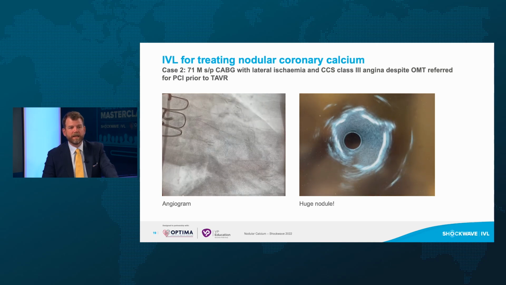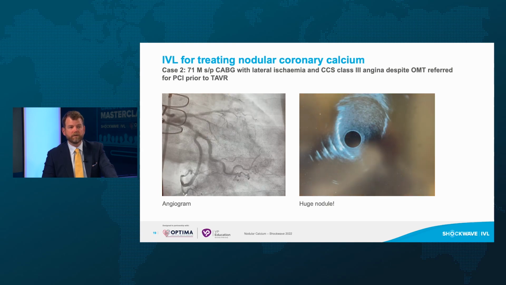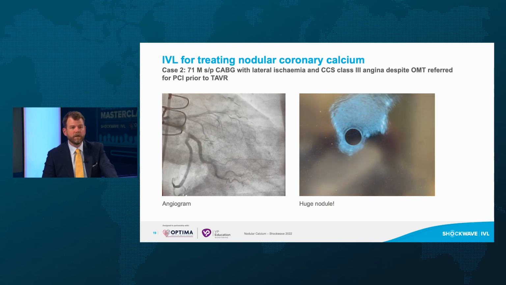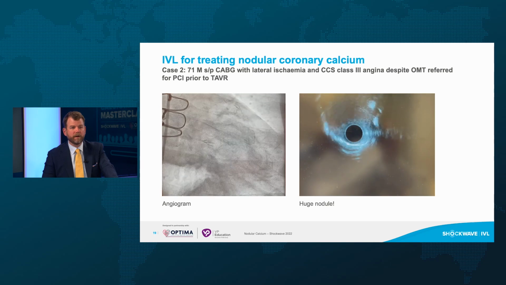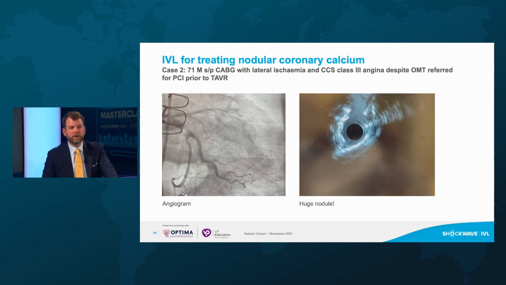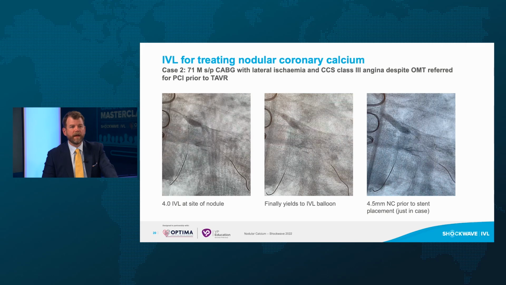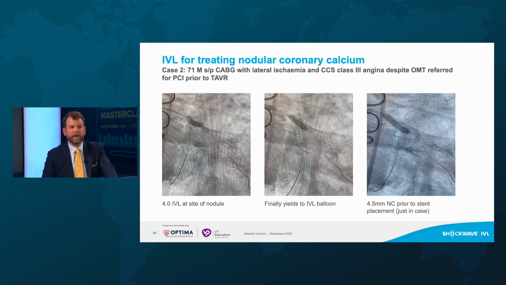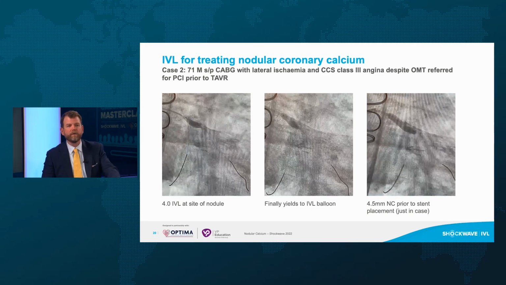So we go down and we protect both branches, and we run the IVUS through, and sure enough, there's a large nodule associated, as you can see there, that crops up just around 1 or 2 o'clock. Once we saw that nodule, we were able to take the IVL balloon down, a 4.0. It's about a 4.0 to 4.5 vessel.